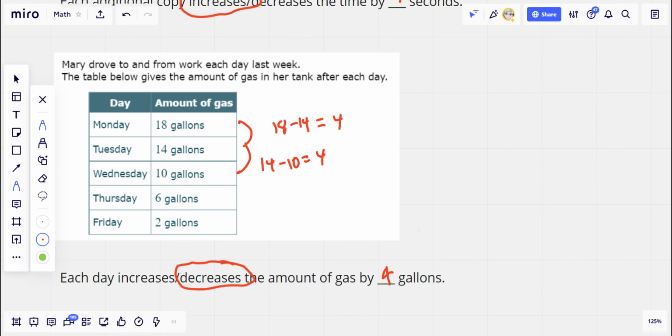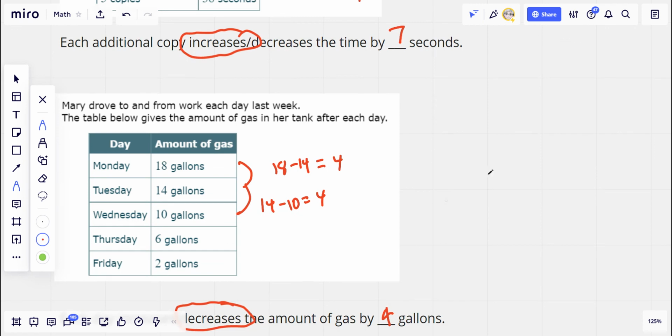All right, so that's a little bit of work with looking at patterns in a table of values.